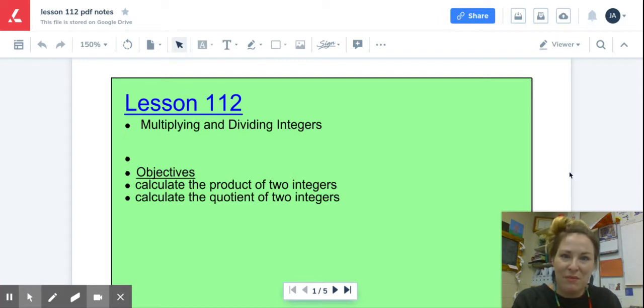But let's just move on. Our learning targets for today are to calculate the product of two integers and then also to calculate the quotient of two integers. And of course, those vocabulary terms mean that we're going to be multiplying them and dividing them.